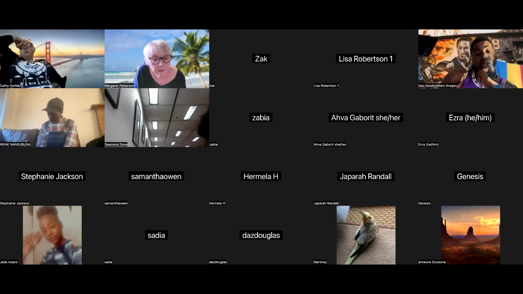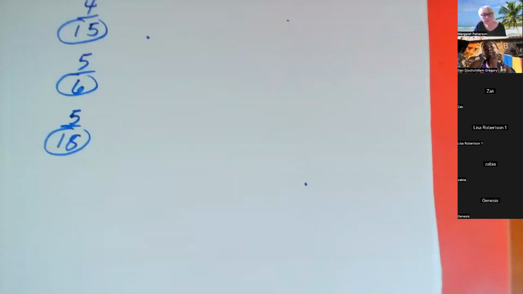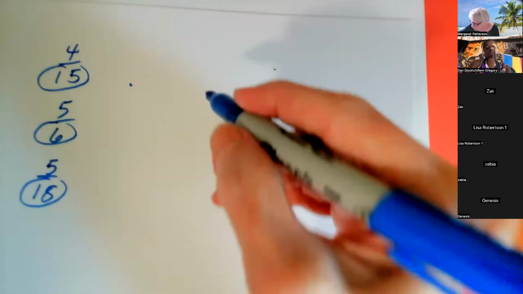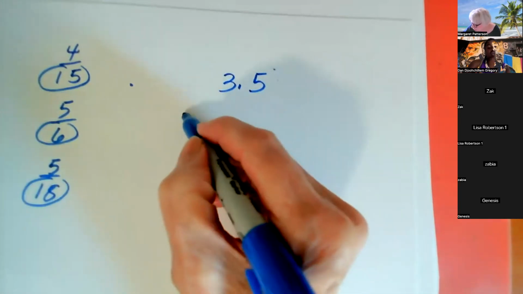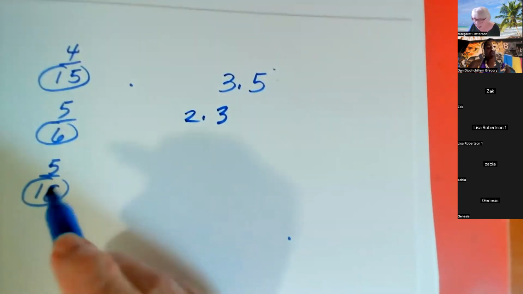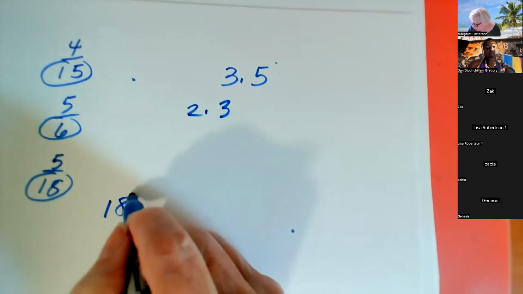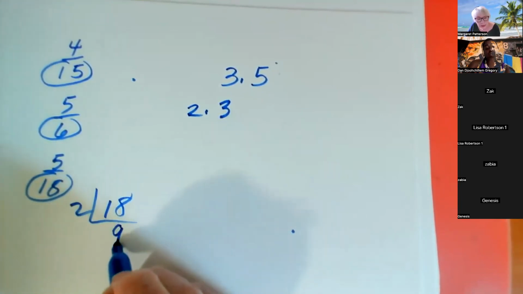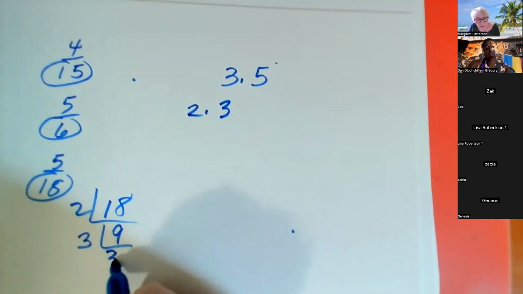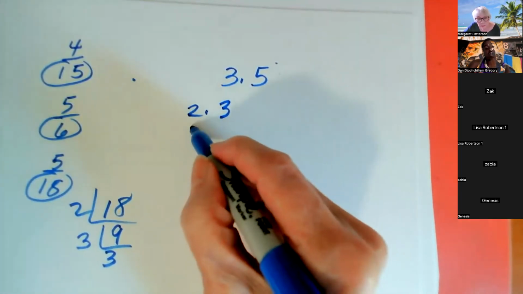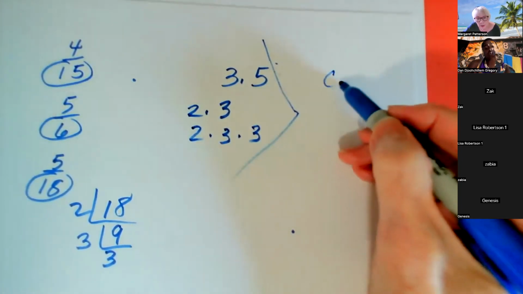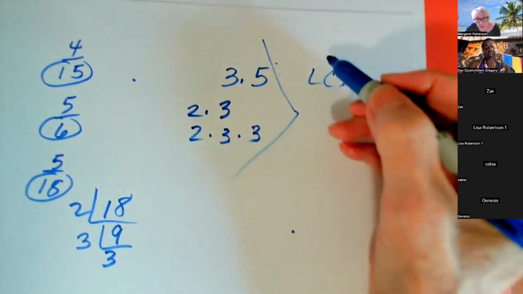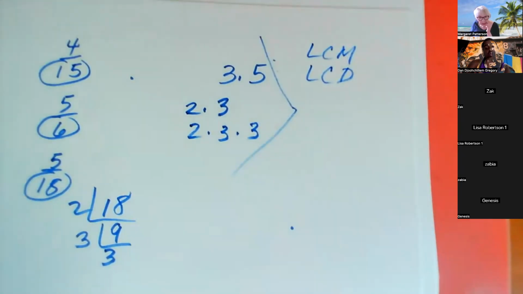Let me just get this one done. 15 is 3 times 5, 6 is 2 times 3, 18 is 2 times 9, which is 3 and 3. So that would be a 2, a 3 and a 3. So the least common denominator or lowest common multiple, it doesn't matter what they say.